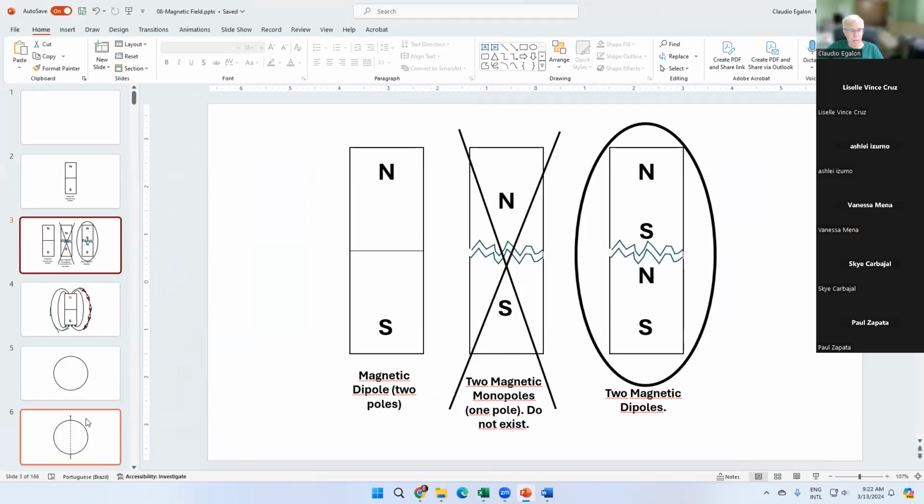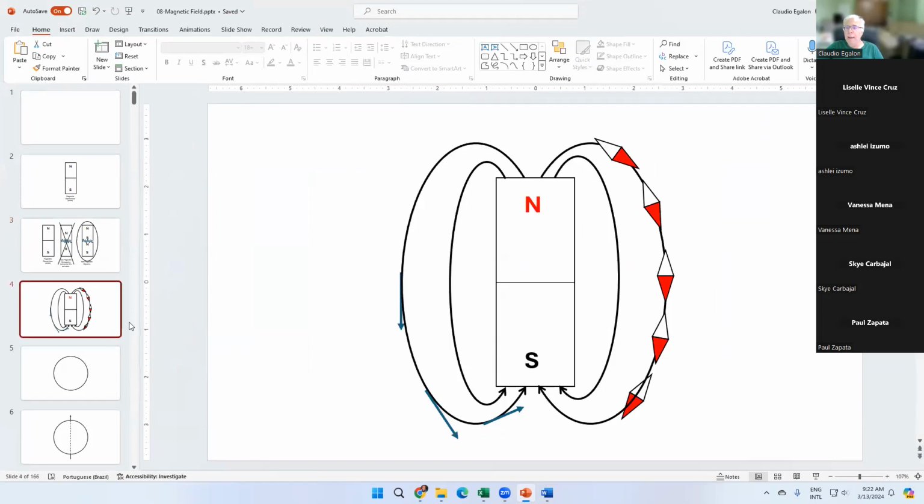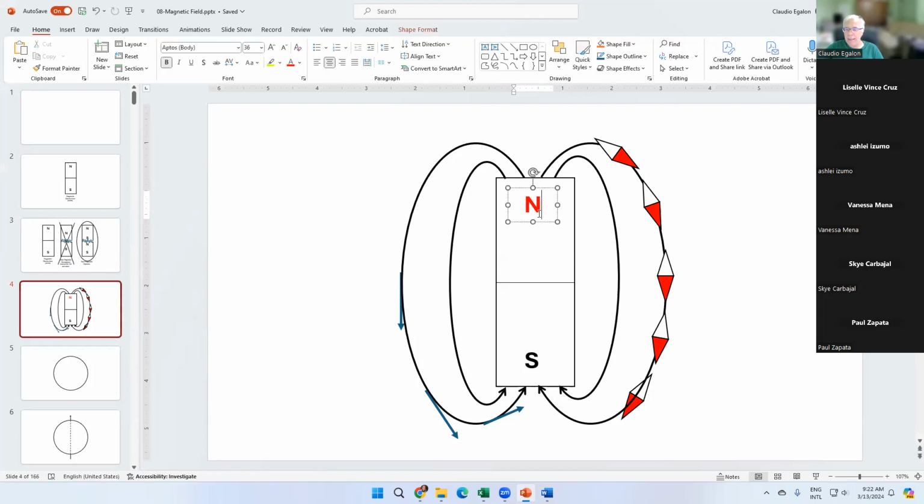Okay, and what else can we say about those magnetic poles? They generate not just a magnetic force, but also what we call a magnetic field, right? And that's how we illustrate the magnetic field of a magnetic bar, of a dipole magnetic bar. Those are the lines of magnetic field, which is rather similar to the lines of an electric dipole. The shape is relatively the same.